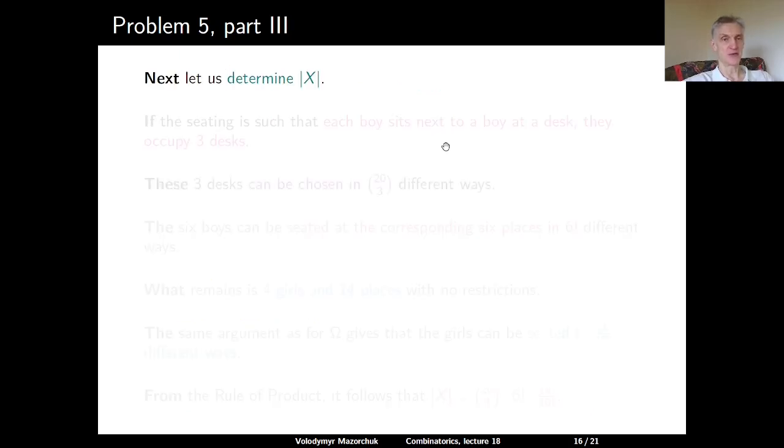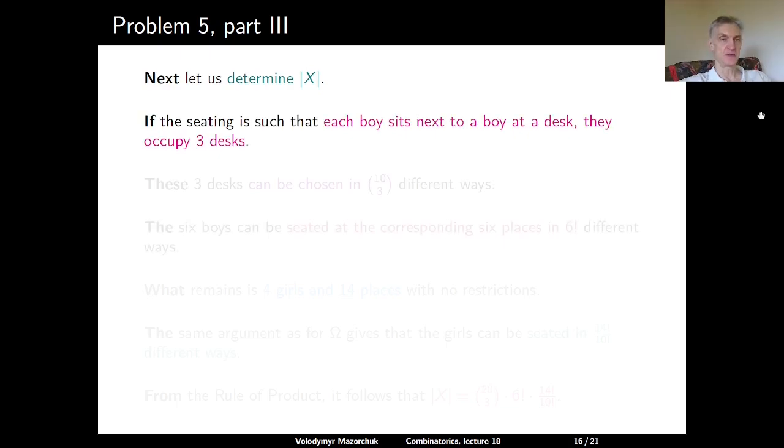Now the cardinality of X. If the seating is such that each boy sits next to a boy at a desk, they occupy 3 desks, because there are 6 boys. We can choose these 3 desks out of 10 in 10 choose 3 different ways.